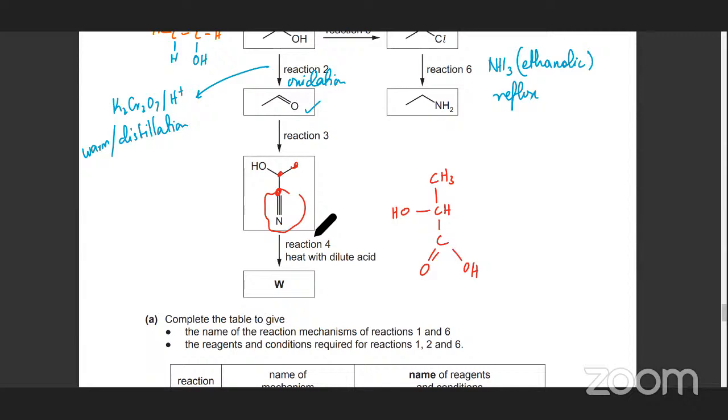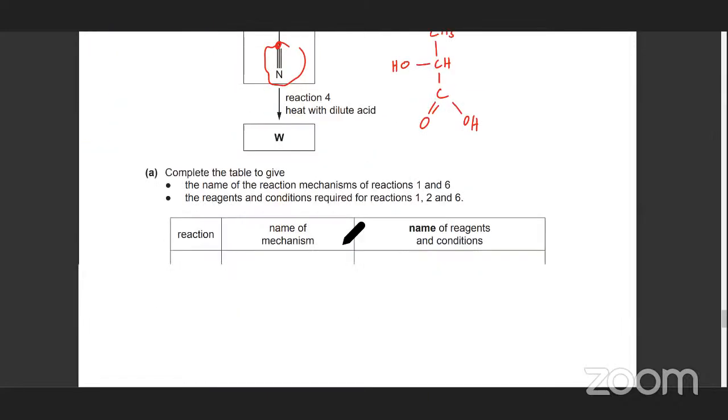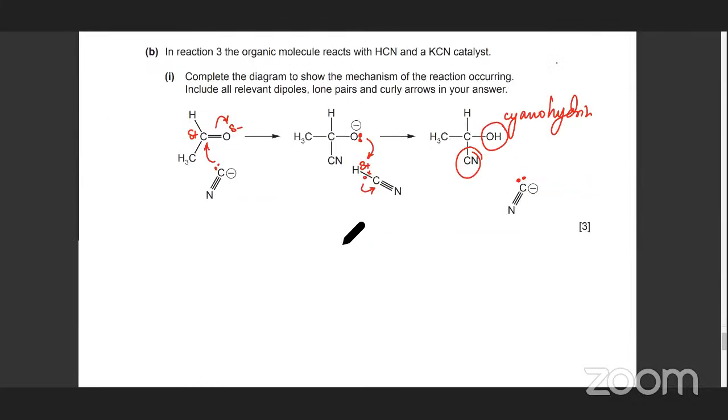So remember, nitriles get hydrolyzed. The N breaks away, turns into NH4 plus, and the rest turns into a carboxylic acid. And the hydrolysis can happen with acid as well as an alkali. So that's the last one. And that's it, the paper is finished. Let's do another paper next time.